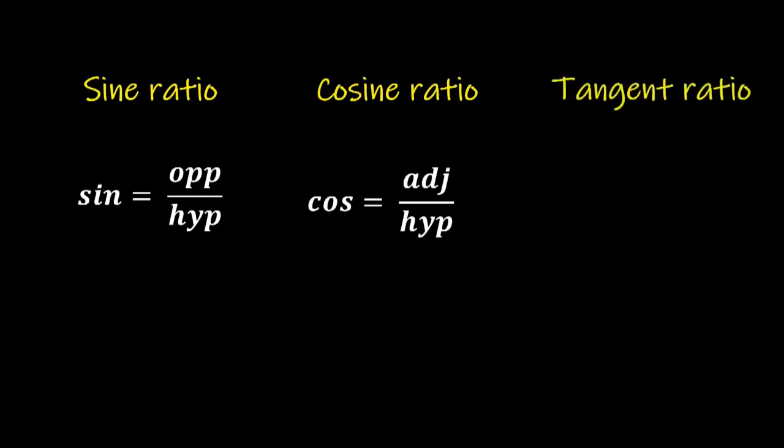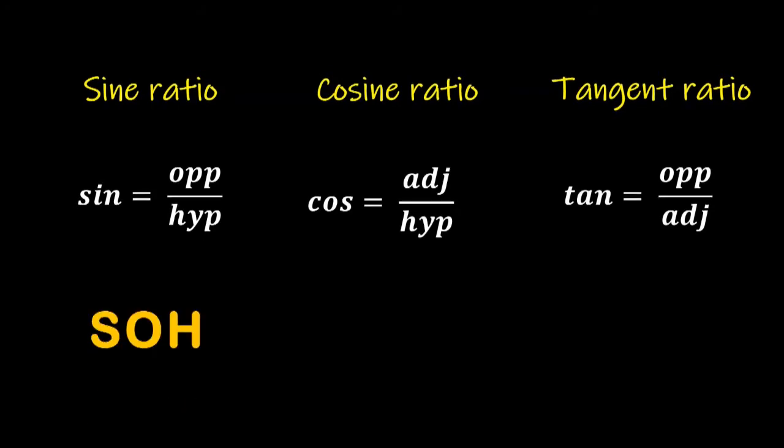And here is the last one, the tangent ratio. That is the ratio between the other 2 sides that we haven't compared yet, the opposite and the adjacent. So the tangent ratio is the opposite divided by the adjacent. Wow, that's a lot of remembering that you're going to have to do. Let's think of an easy way to do it.